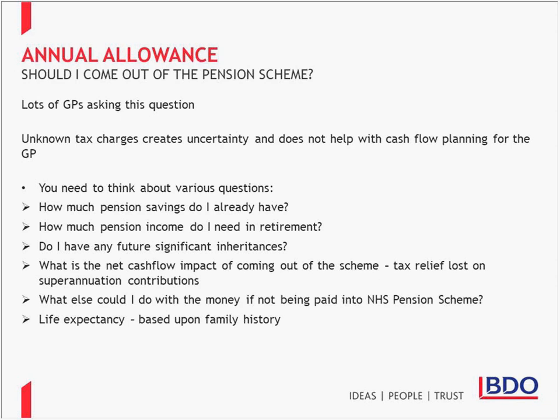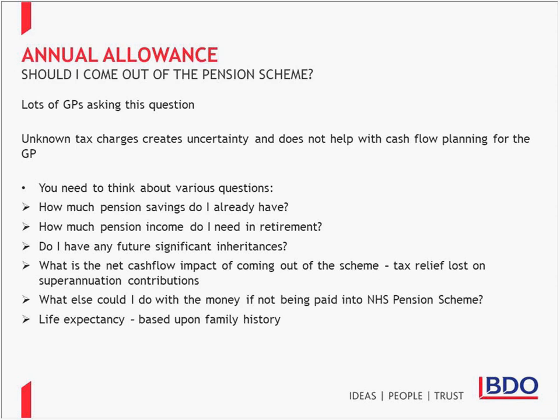And consider the cash flow impact of coming out of the pension scheme, because you lose the tax relief on the contributions that you make. So when you look in the accounts and see the cost of your superannuation, don't forget you are getting tax relief on that. If you're making contributions of 30,000 and you come out of the scheme, you won't get 30,000. It'll be 30,000 less the tax relief that you would have had. But what else could you do with the money if it's not going into the NHS pension scheme?